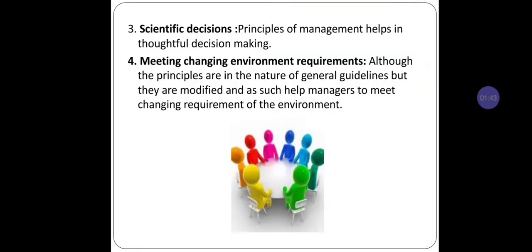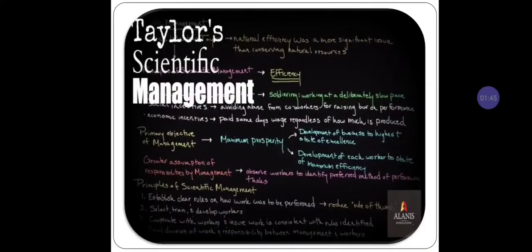Now we are going to learn about Taylor's scientific management. Here they have given 4 principles to management. I'll connect these 4 principles with a very interesting example. The example is a manufacturing industry owned by Mr. Santosh. In that company they have different departments.